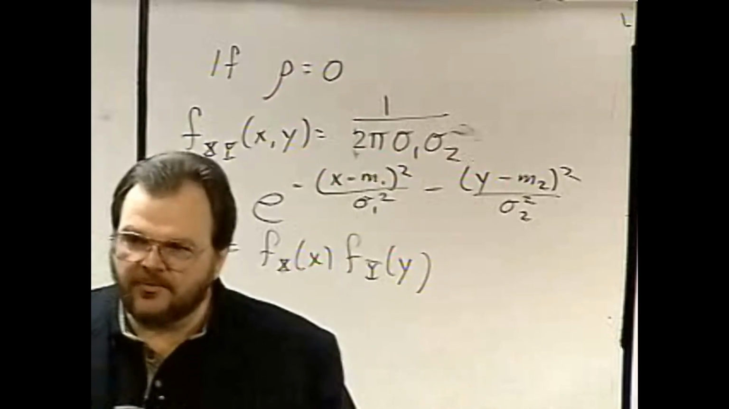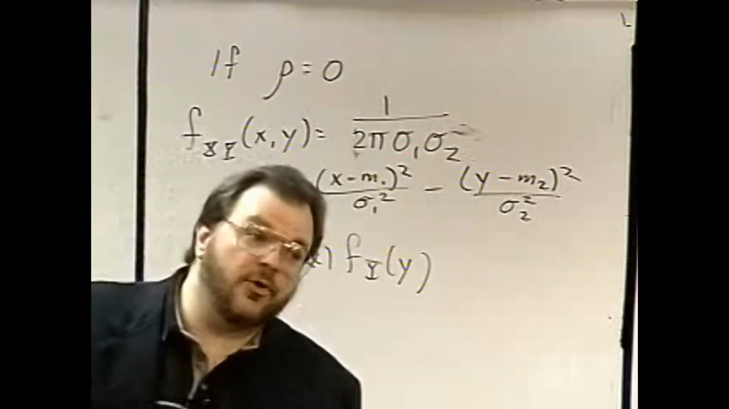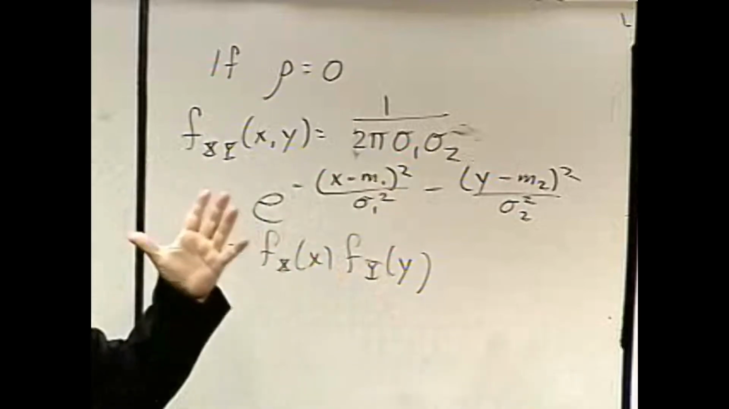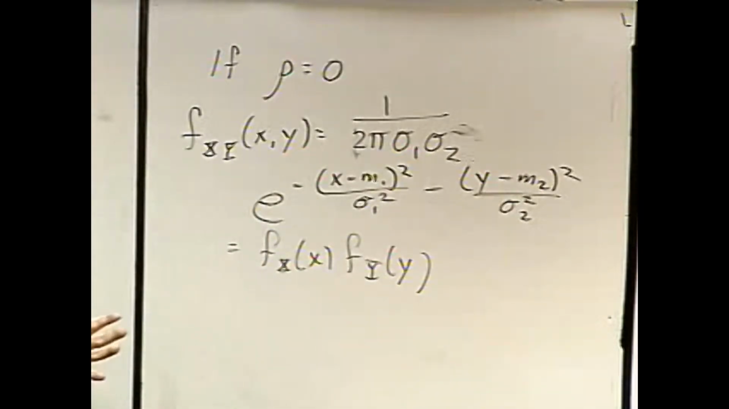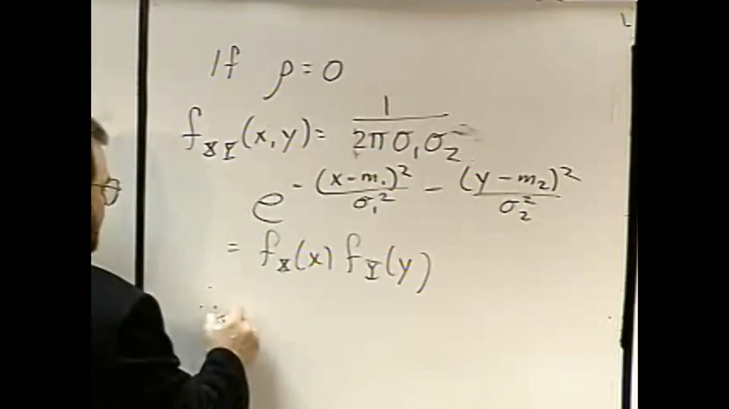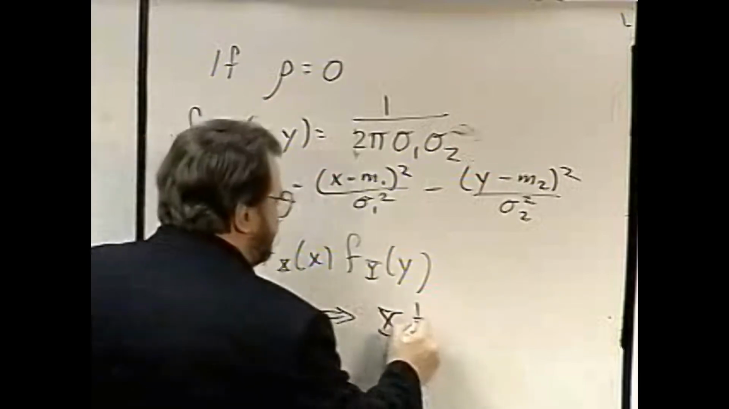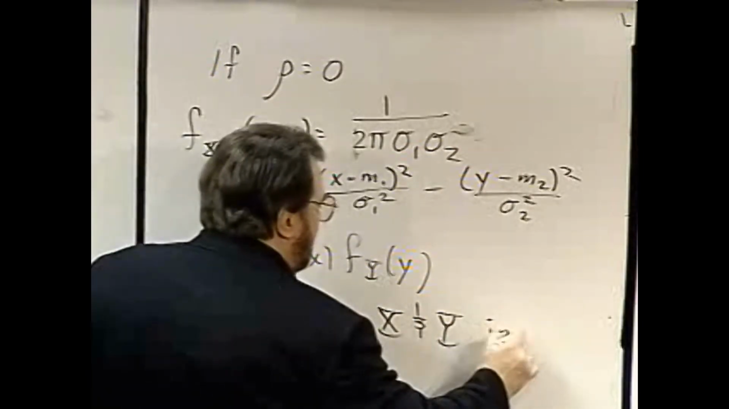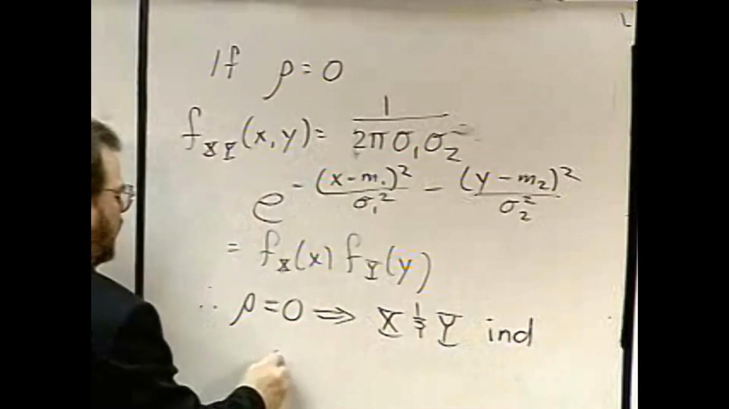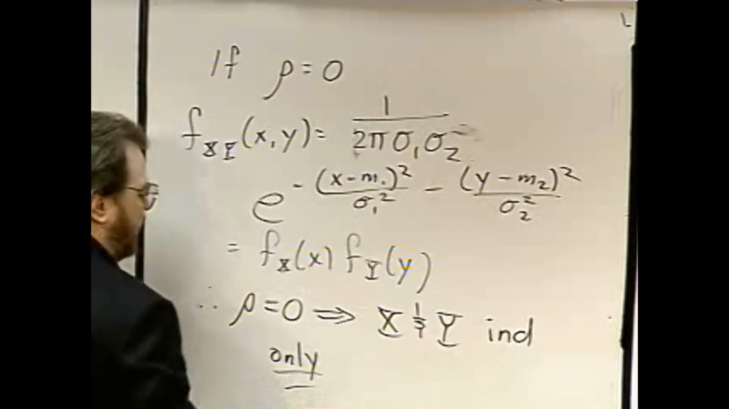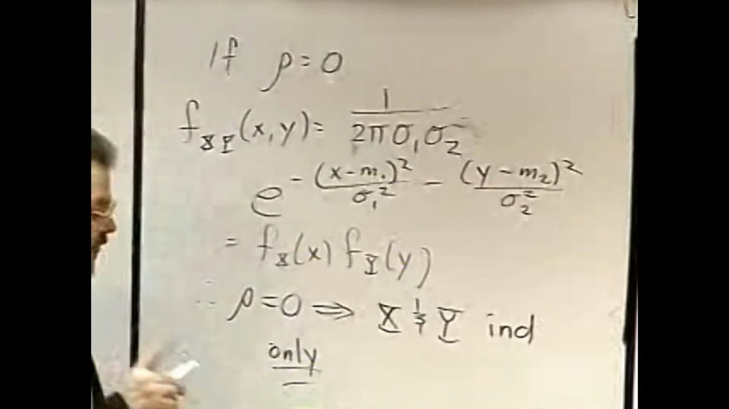This is not true if we talk about a joint Cauchy random variable, a joint exponential random variable, a joint Poisson random variable. Only with the Gaussian. Rho is equal to 0 implies x and y are independent. And again, we have only shown this for a Gaussian. There might be some other ones, but in general, it's not true. It is true for the Gaussian.